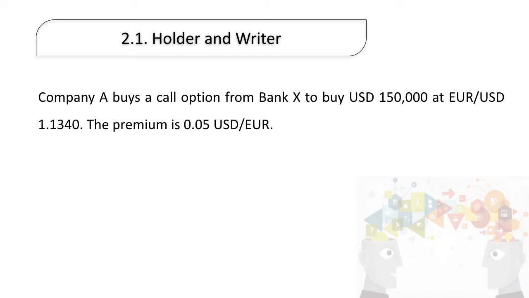Corporation A pays Bank X the option premium of $0.05 per euro for this right. The total amount of money Bank X receives as the option premium of this contract is $0.05 multiplied by 150,000, which equals $7,500. After paying $7,500, Corporation A has the right, not the obligation, to buy 150,000 euros at $1.1340 per euro from Bank X. Let's see how she exercised this right.